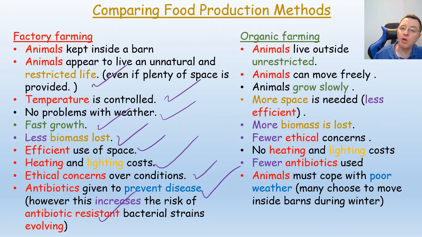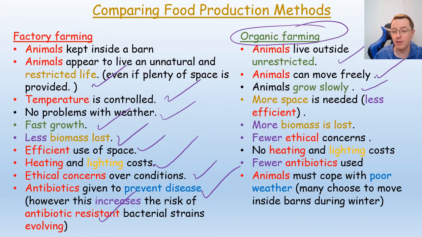They would prefer organically farmed animals, where animals will live outside and completely unrestricted. Animals will be allowed to move freely, but the animals will be growing far more slowly, so the process is less efficient. We need more space to grow the same amount of biomass in the animals to be consumed. So again, that is less efficient.